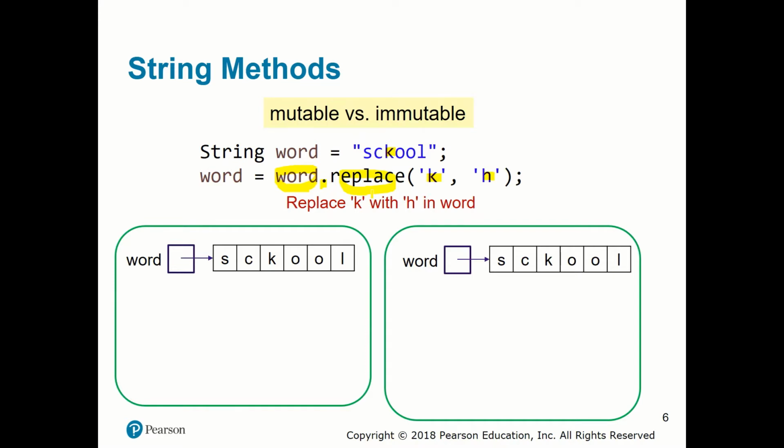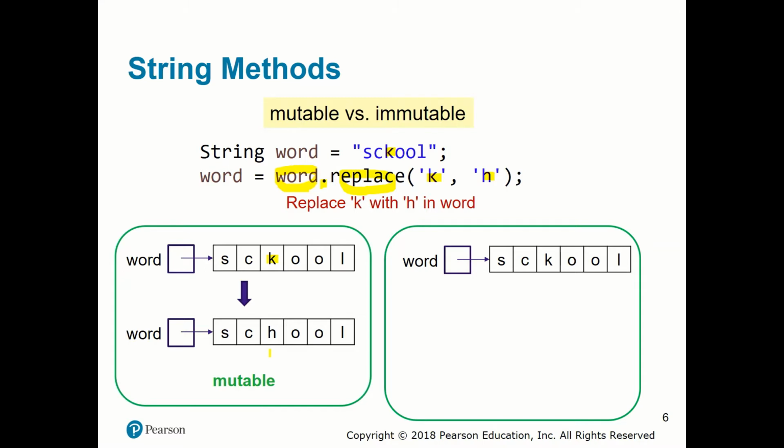If a string object were mutable, the object word would be modified as follows. If H is overwritten in this place, then word will look like this. This means that word itself is modified. So it means that word is mutable. So this is mutable. Word itself is changed.